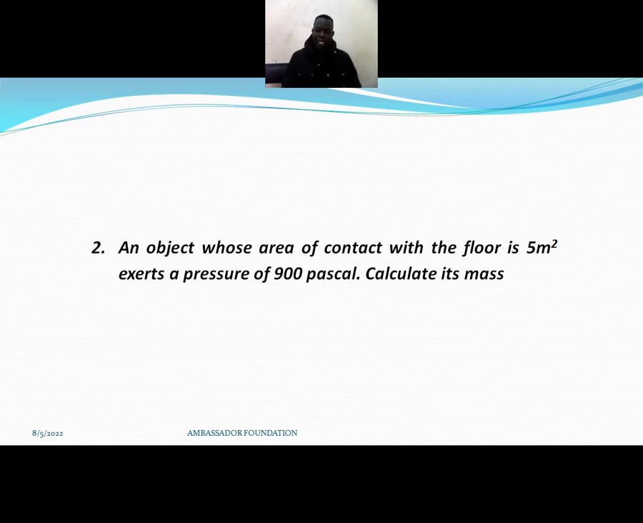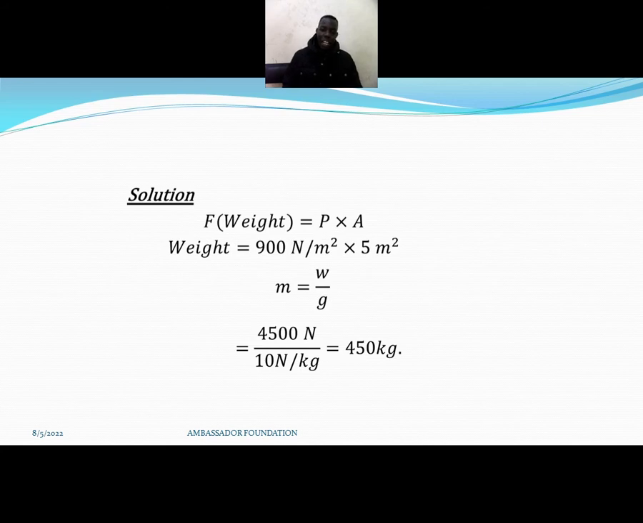But now listen. 900 pascals means 900 Newton per meter square. So this 900 is given by force over area, or weight over area, which we don't know. So 900 is equal to F over 5. So our F is 900 times 5, which gives 4,500 newtons. The question is mass. Divide by 10, get 450 kg. That is how it should be done.